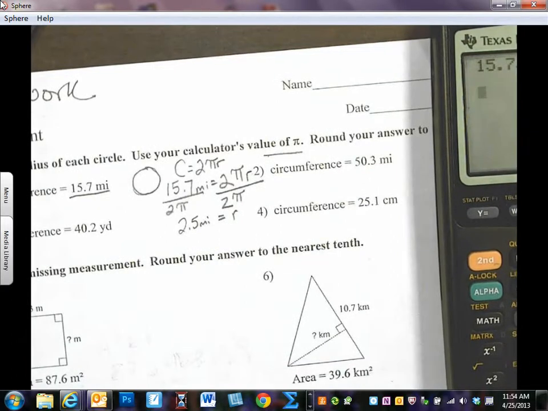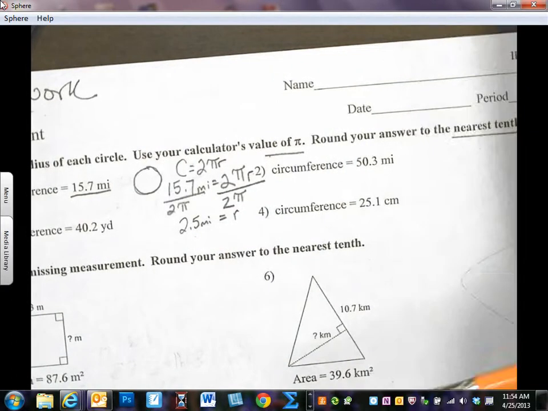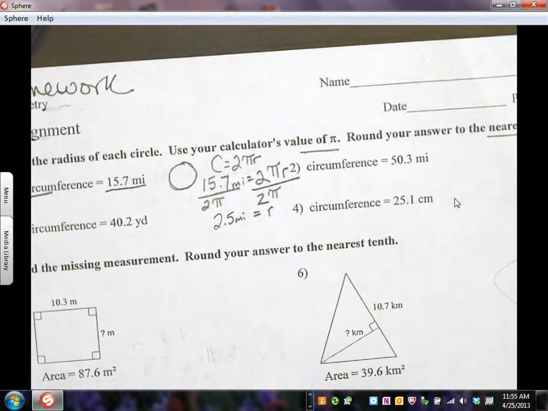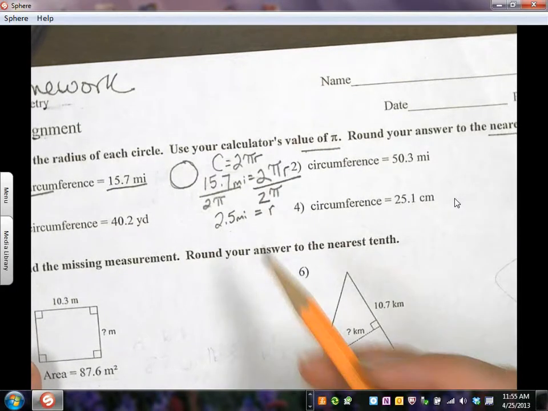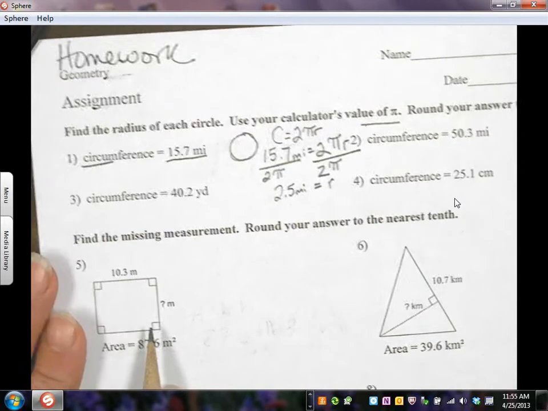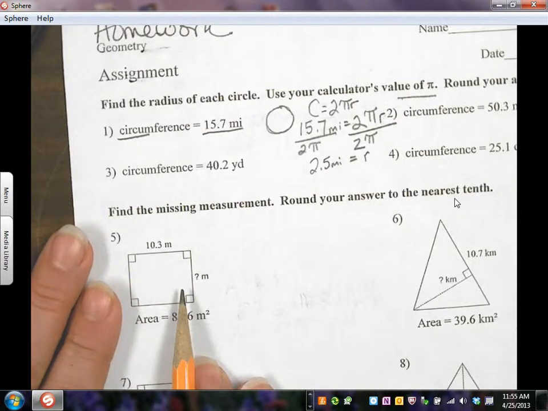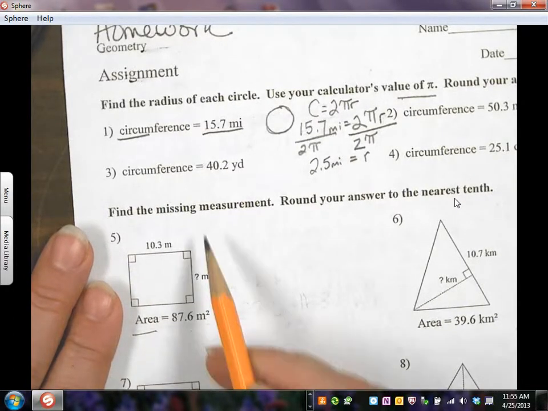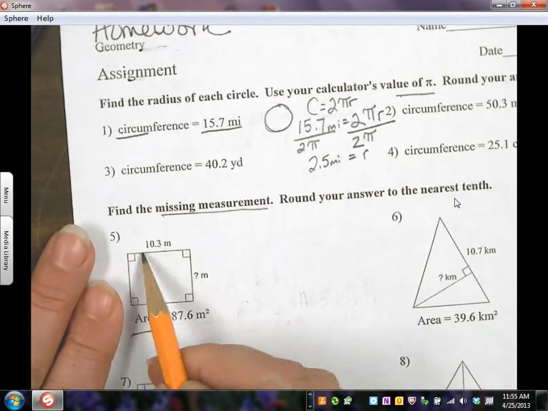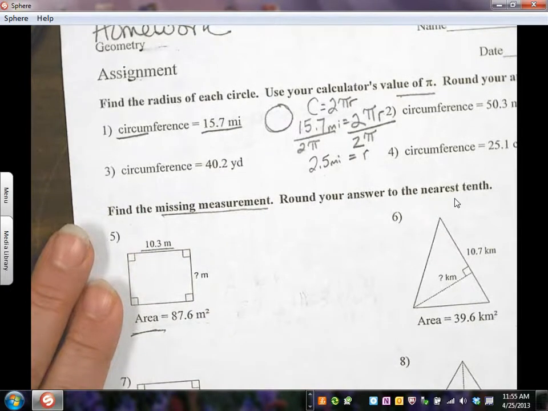It's not as hard as I think some of you are kind of panicking, but really all you're doing is solving for something other than the radius. I mean, something other than the circumference. And it's going to be the same thing down here. This time they give me an area and they want me to find the missing measurement. So I have area and I have a side of this parallelogram. Looks like a rectangle to me, not a square.